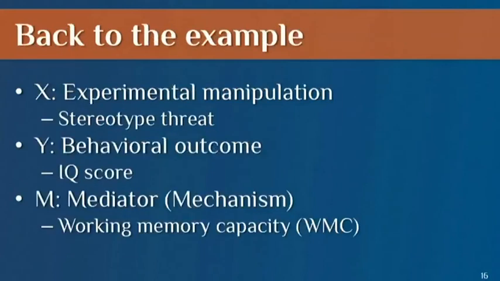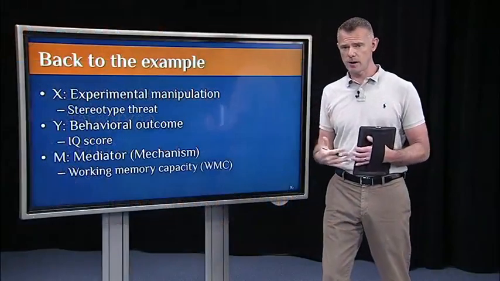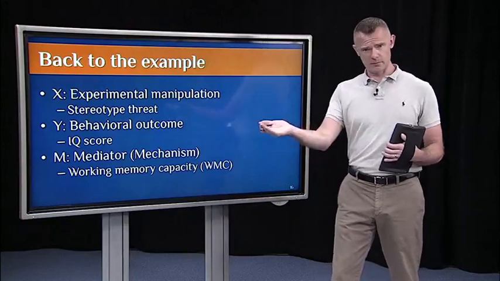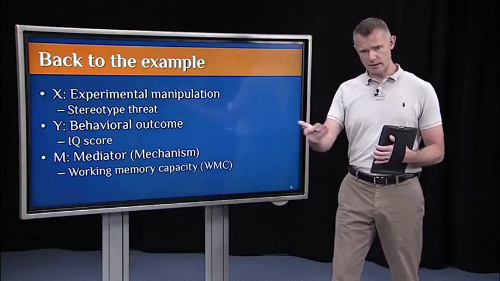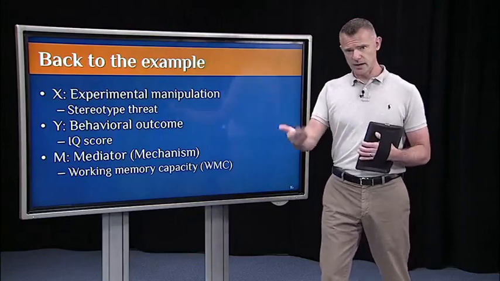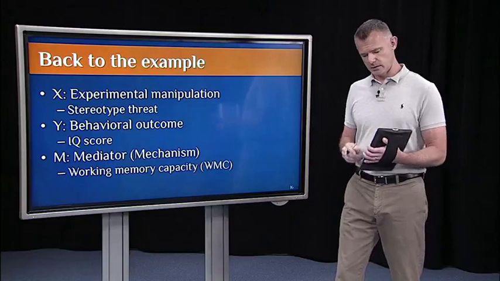So again, back to the example, I'm going to put in stereotype threat as our predictor. And in this case, I'm just going to keep it simple. We're just going to have two levels of x. So a threat condition and a control condition. Again, this is a true randomized controlled experiment. So imagine that students come into a lab and they're randomly assigned to either a threat condition or a control condition. And then they're asked to take a working memory test and an IQ test.